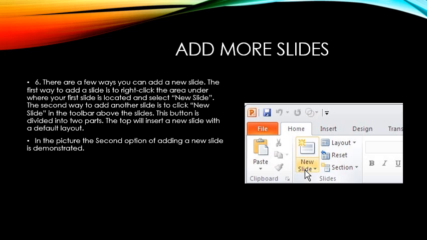So next we'll tell you how to add more. There are a few ways that we can do this. The first way is to right-click the area under where your first slide is located and click Add New Slide. The second way is from the toolbar, select New Slide. This button is divided into two parts. The top will insert a new slide with a defaulted layout. In the picture, the second option of adding a new slide is demonstrated.